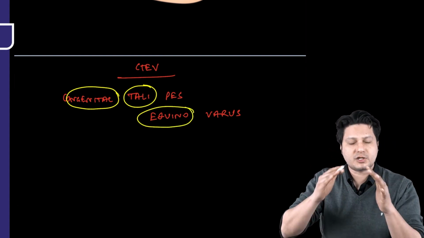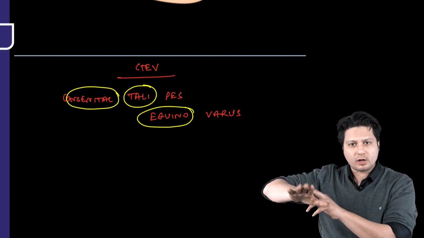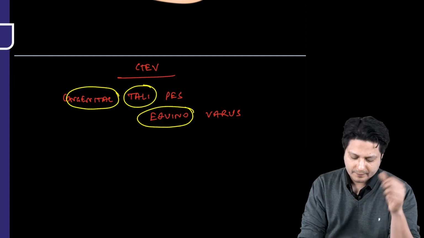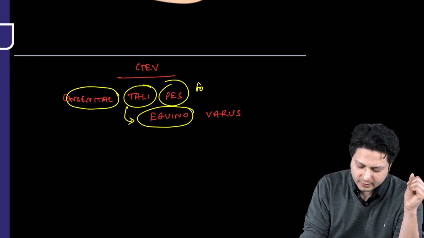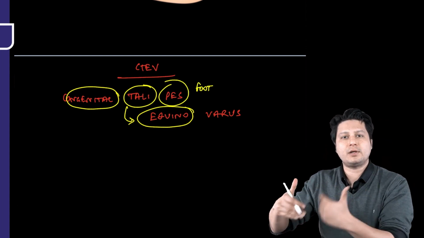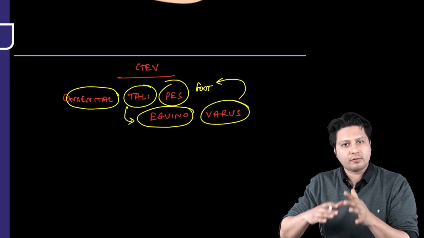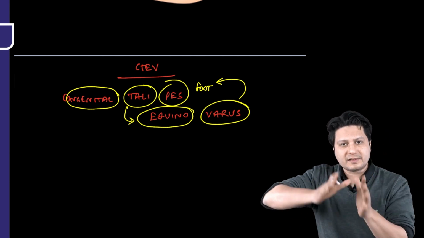Equinus is one such deformity. You will come to know what exactly equinus is. Equinus is the deformity which happens principally at the level of the talar joint, that means the ankle joint. So tali is related to the equinus. Pes is the word used for foot, and varus is the deformity happening at the level of the foot. This is the reason why it is called congenital talipes equinovarus.